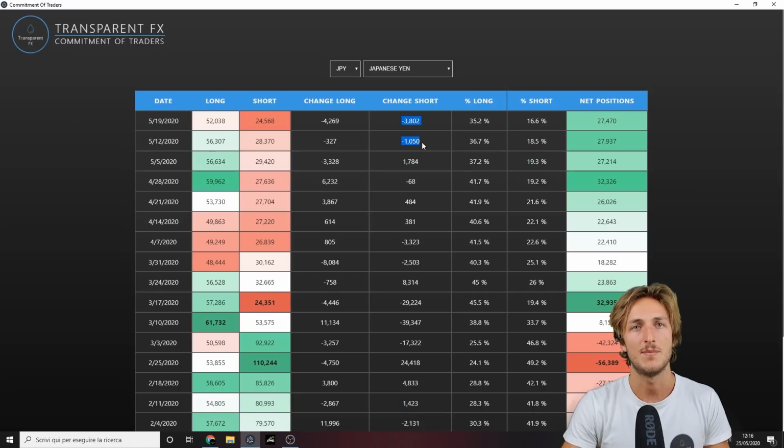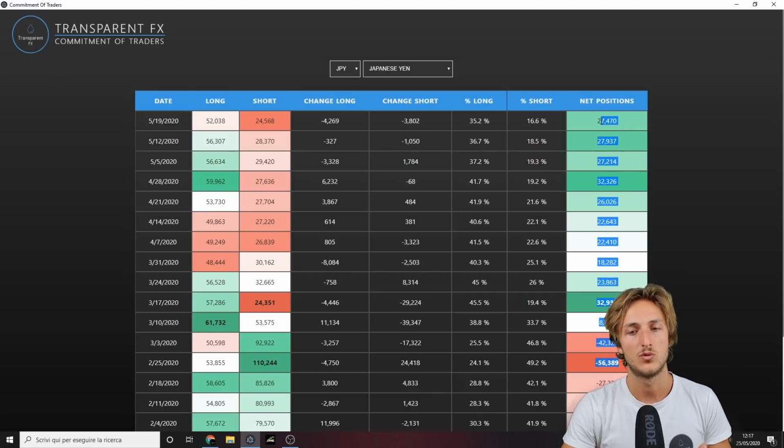So what does it mean? It means that we can expect more JPY strength in the long term. Even if in the short term we can see some JPY weakness, so JPY pairs making moves to the upside, in the long term we still want to see JPY pairs continue lower, and for example, continuation on NZD JPY to happen. And if we look at the net positions, we went from minus 56k all the way up to 27k.